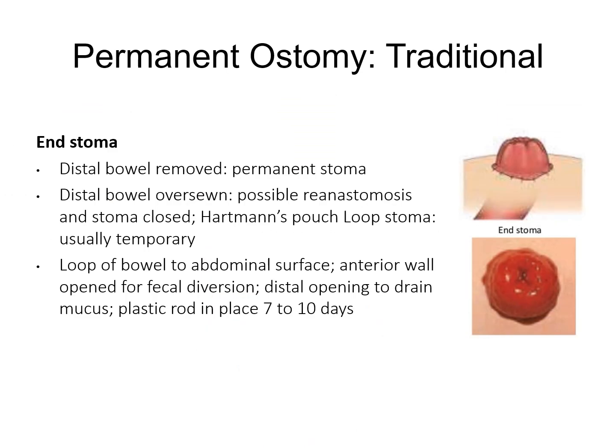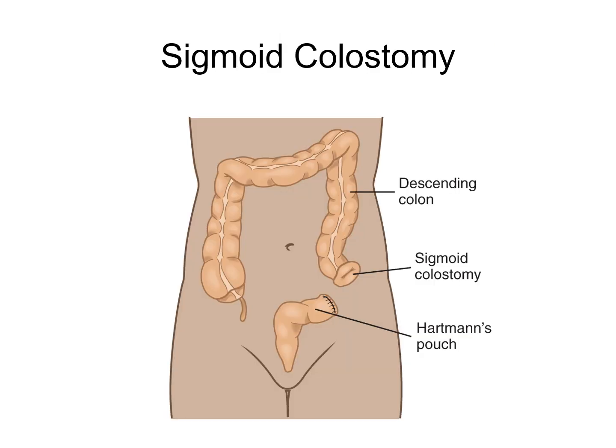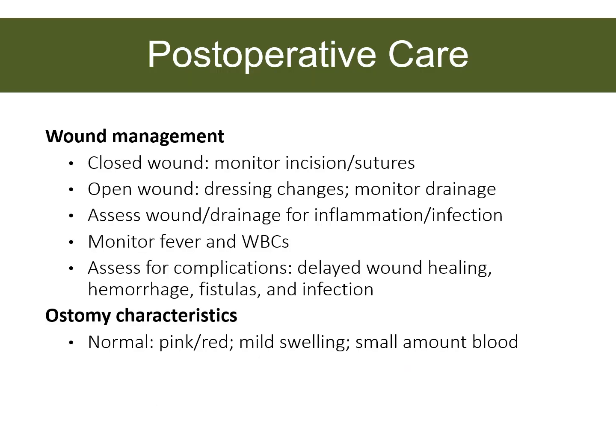So I'm not going to go into too much detail right now. Please read through this. For this portion, the PowerPoint slides are enough to study. You don't need to read the textbook on this one. So we have the traditional permanent ostomy. Please read through that. We have a double barrel stoma, sigmoid colostomy, loop colostomy.